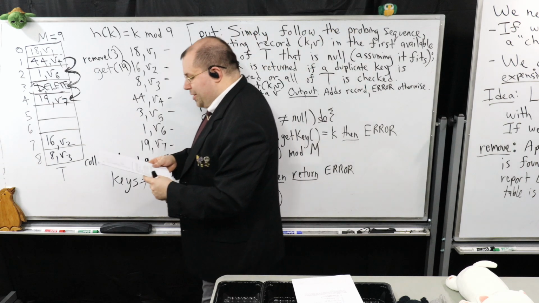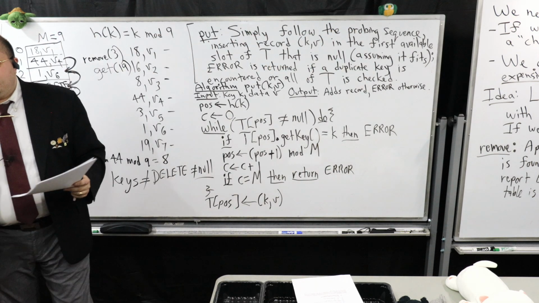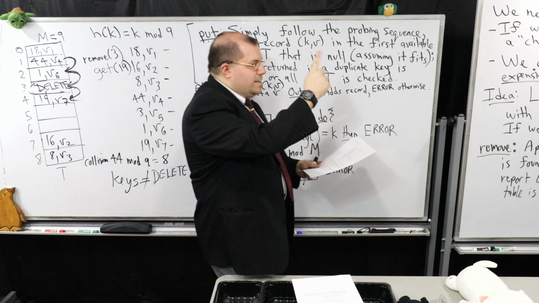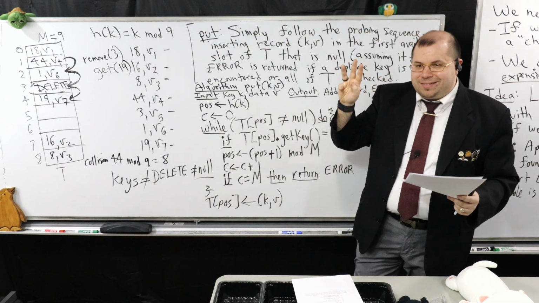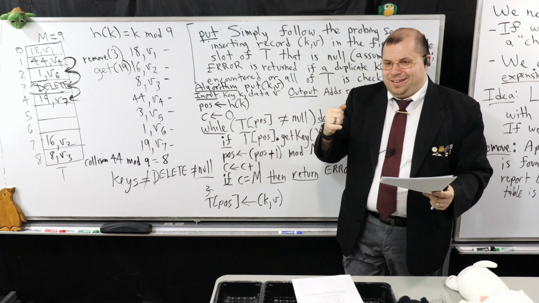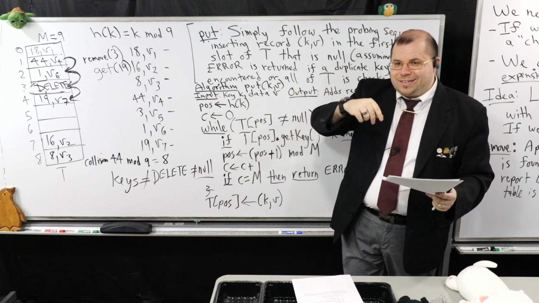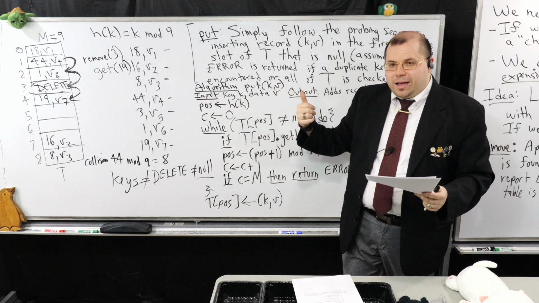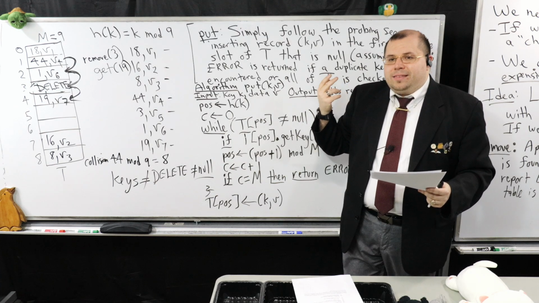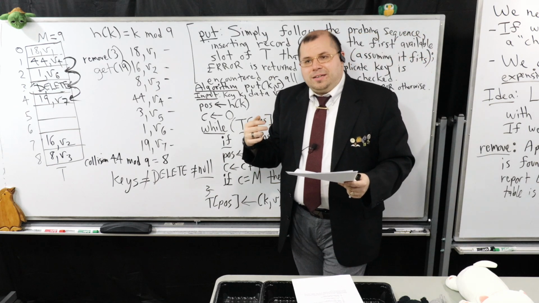So, wonderful. I must stress that the analyses for put, get, and remove are all extremely similar. They all have the same time complexities. In the worst case, they take linear time, linear in the number of elements, and then, of course, on average, they take big O of 1.